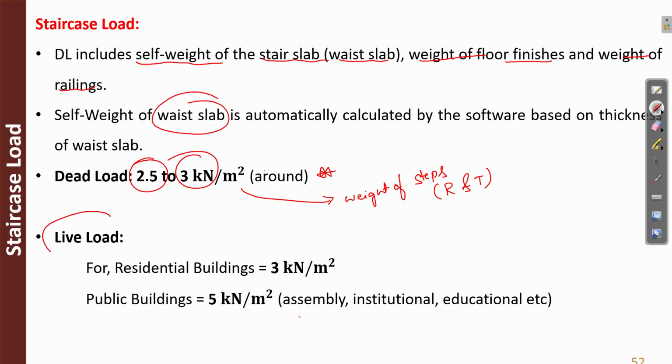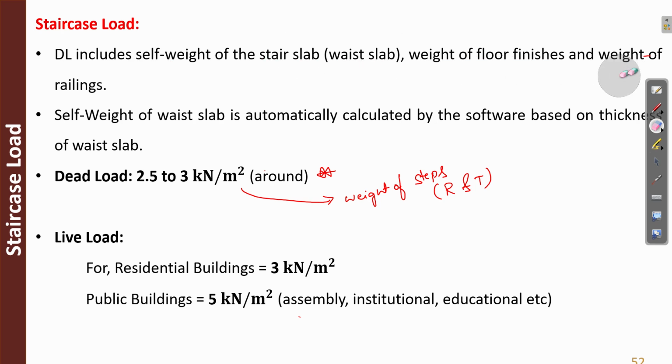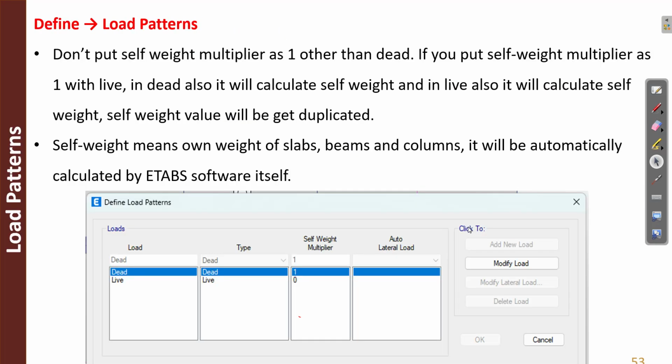So for staircase live load, if it is a residential building, we will be using 3. If it is a public building, we will be using live load for staircase as 5. So public building means assembly buildings, institutional and educational buildings.